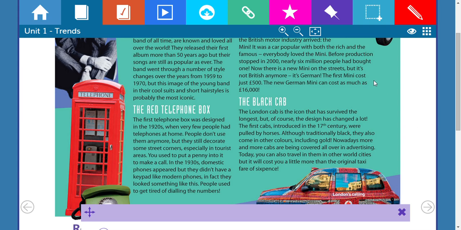The Black Cab. The London cab is the icon that has survived the longest, but of course the design has changed a lot. The first cabs, introduced in the 17th century, were pulled by horses. Although traditionally black, they also come in other colours, including gold. Nowadays, more and more cabs are being covered all over in advertising. Today, you can also travel in them in other world cities, but it will cost you a little more than the original taxi fare of sixpence.